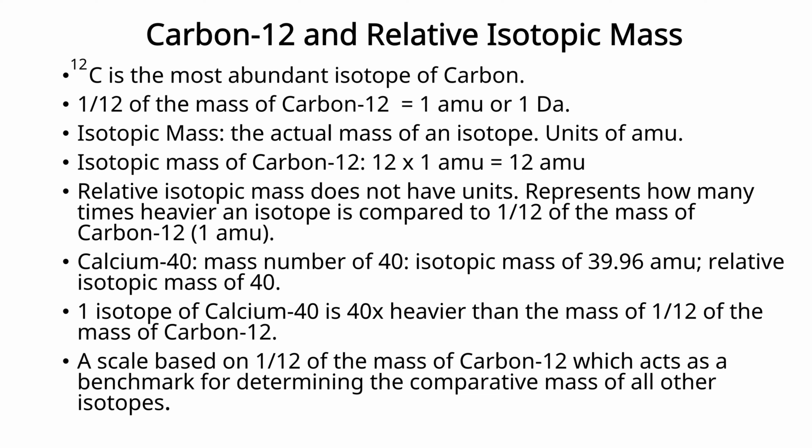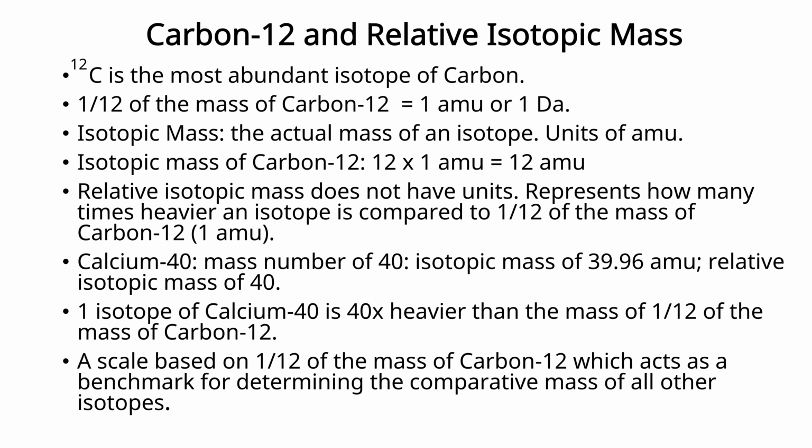relative isotopic mass doesn't have units because all this represents is how many times heavier a given isotope is than 1/12 of the mass of carbon-12. This value is usually given as a whole number. Let's look at an example. Let's use the isotope calcium-40. Calcium-40 has a mass number of 40 because it has 40 nucleons in its nucleus, 20 protons and 20 neutrons. It has an isotopic mass to 4 significant figures of 39.96 AMU. However, its relative isotopic mass would be 40 because that's what we would round to in order to express it as a whole number.